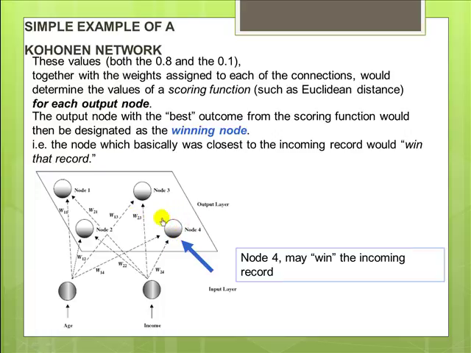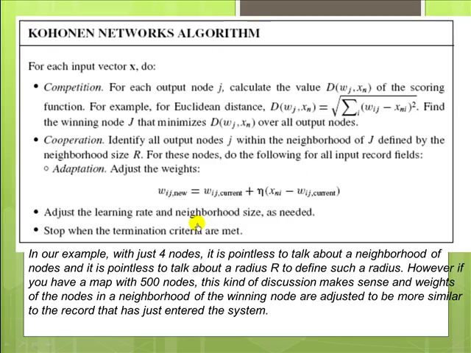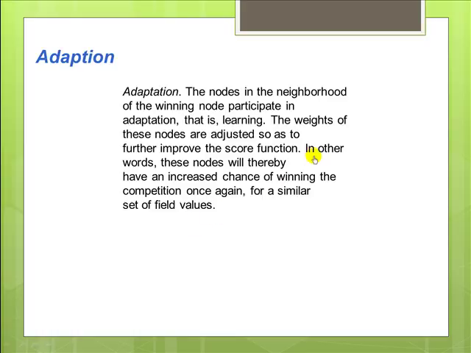And the surrounding nodes, if there were other nodes surrounding this, not just 4, but suppose we had 1,000 nodes, then there might be a group of nodes surrounding it in the neighborhood, and you define how big you mean by a neighborhood. Those would also adapt to this particular record, because this one won, so the ones around it also adapt to it. Okay, so let's read that. The weights of these surrounding nodes are adjusted so as to further improve the score function. So they're closer to that one record that was just sent through, which means their score is better. In other words, these nodes will thereby have an increased chance of winning the competition if a similar record comes in, because they've adapted to the original one.